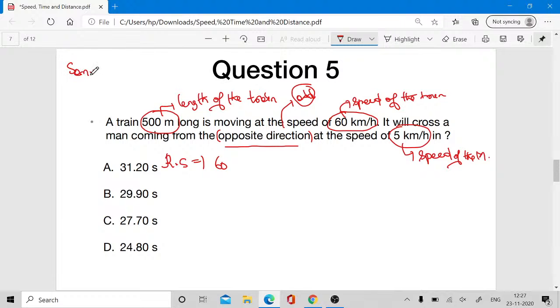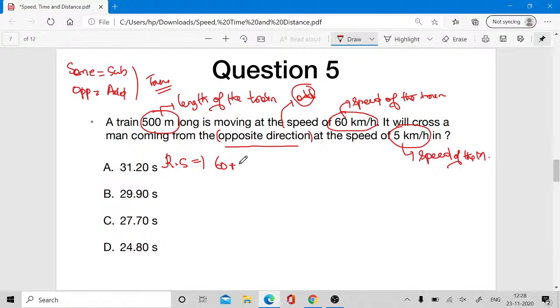Same direction is always going to be subtract. S is to S. And opposite direction means you have to add. In case of trains, you must always add it.